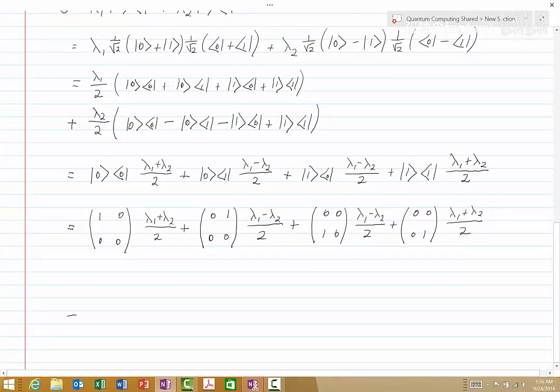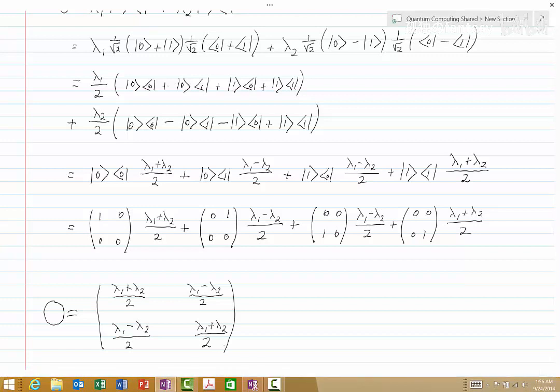So when we add all of this together, our final answer is the following. (λ1 + λ2)/2, (λ1 − λ2)/2, (λ1 − λ2)/2, (λ1 + λ2)/2. This is the form that the matrix must assume for this problem.